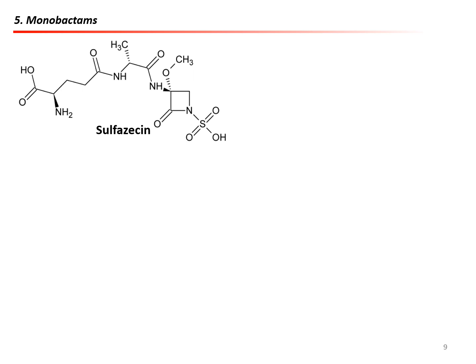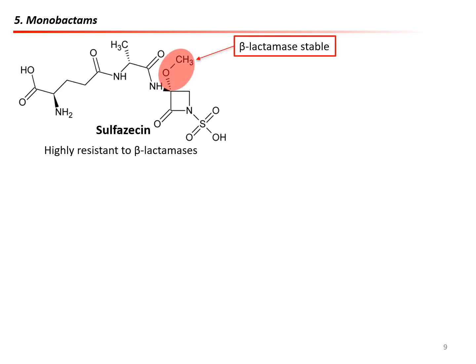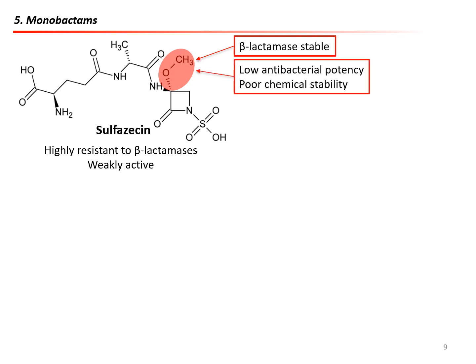Sulfazecin was among many monobactams isolated from nature. It showed excellent resistance against beta-lactamases, obviously due to the alpha-methoxy on carbon 3, yet it was weakly active. Thus, this monobactam underwent extensive structural modification to optimize its potency. The SAR studies, based on the vast number of analogues prepared, showed that the alpha-methoxy, though essential for stability against beta-lactamases, contributed to the low antibacterial potency and the poor chemical stability of these antibiotics. Thus, it was removed in later analogues.